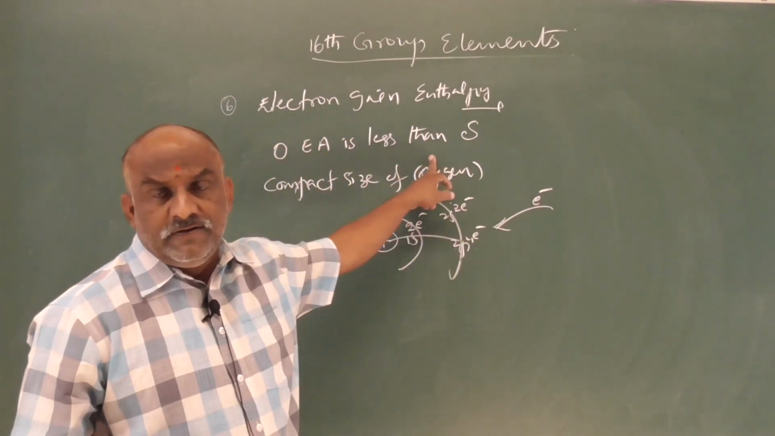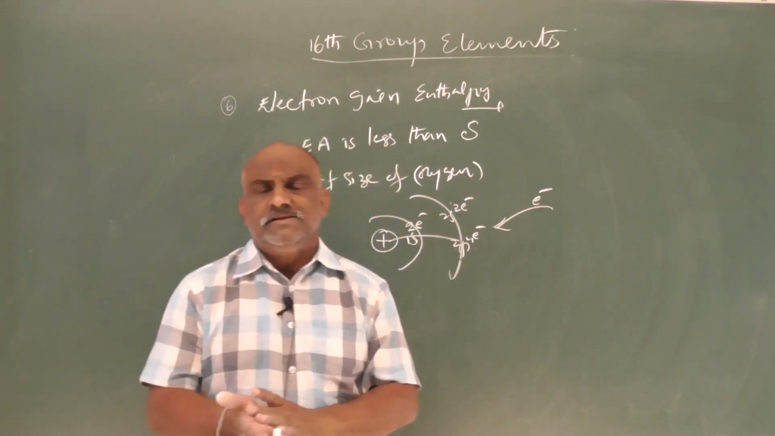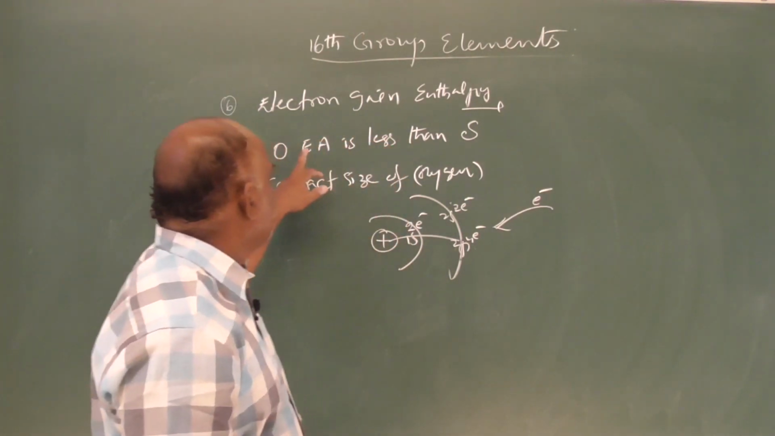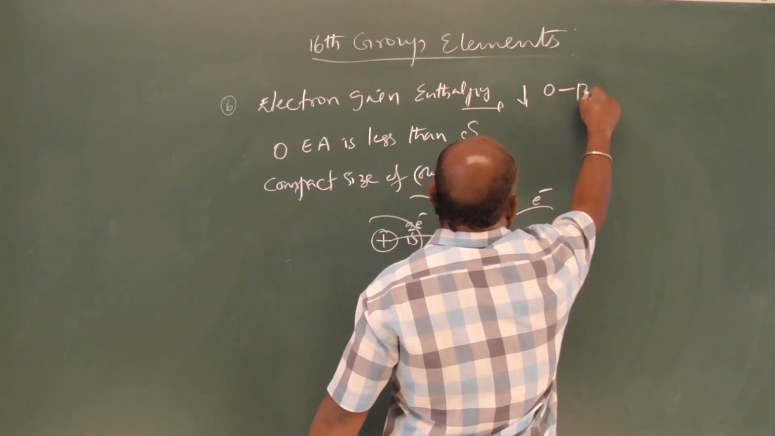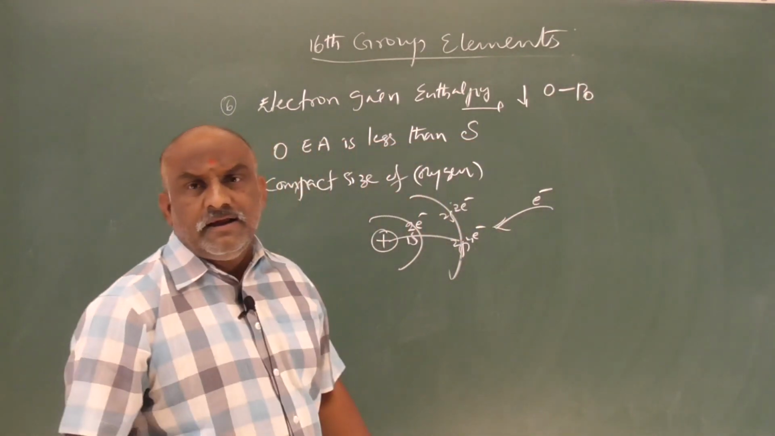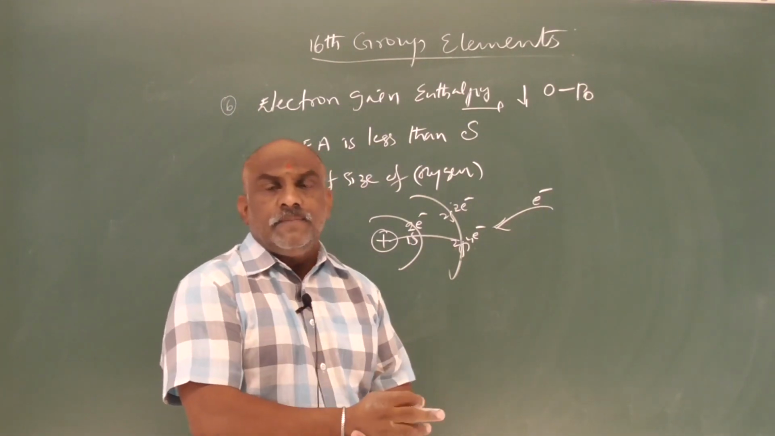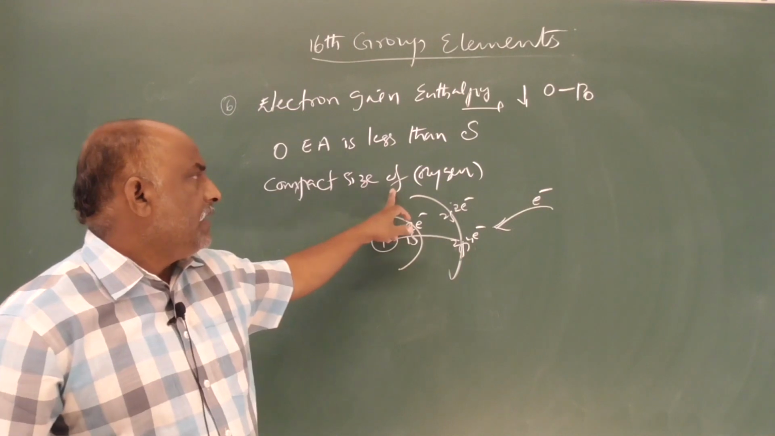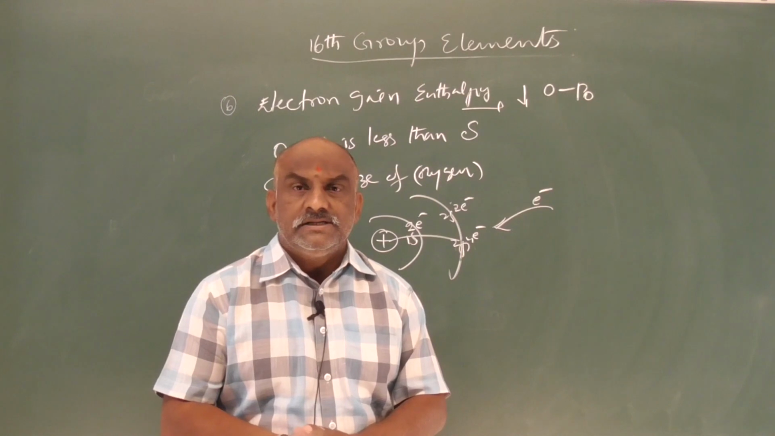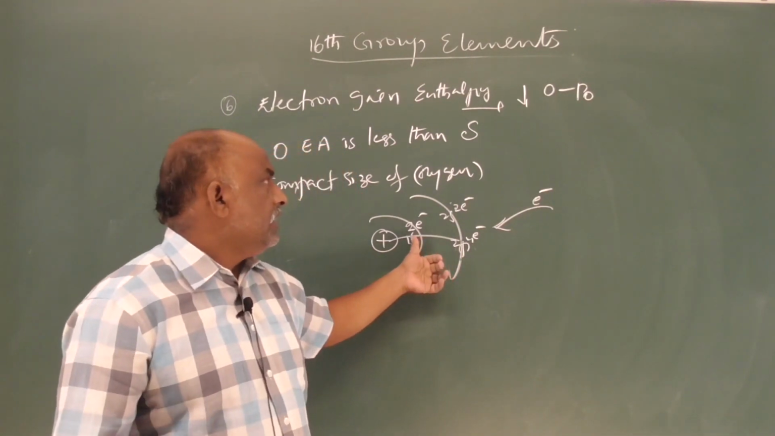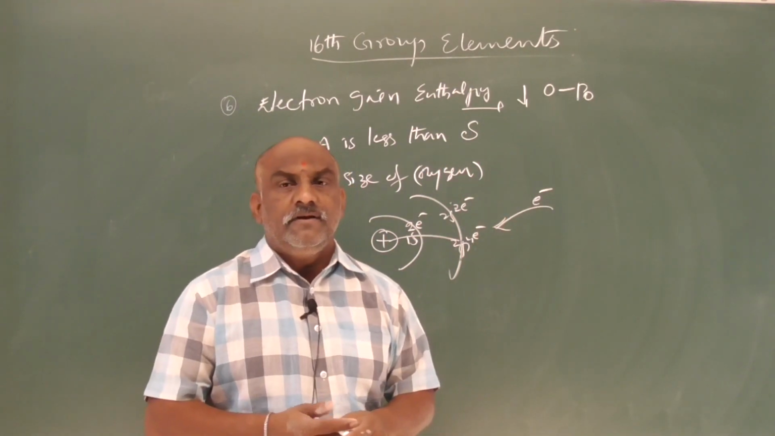You have to notice this reason, very very important, my dear students. These are the simple points we have to revise. Electron gain enthalpy generally decreases from oxygen to polonium, but oxygen's electron gain enthalpy is less than sulfur. The reason is the compact, small size of oxygen, so interelectronic repulsions take place. Due to that, oxygen's electron gain enthalpy is less than sulfur. So, down the group electron gain enthalpy values decrease.